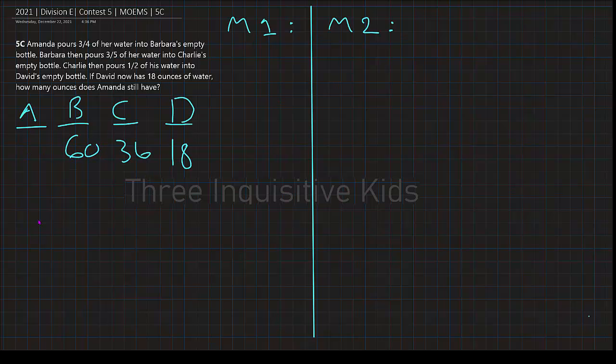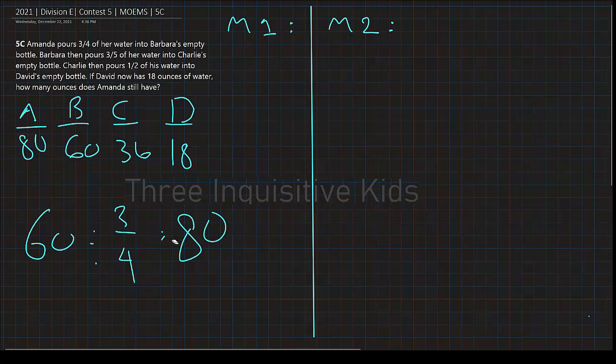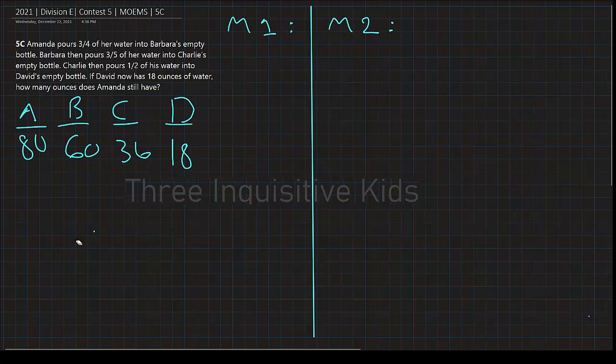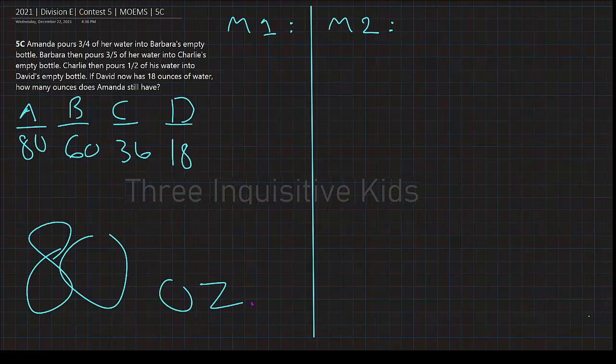Then we have Amanda. We have 60, and that's 3/4 of Amanda's water. So 60 divided by 3/4 gives us 80. So Amanda has 80 ounces of water. And the question is asking how many ounces Amanda still has? The answer is 80 ounces.